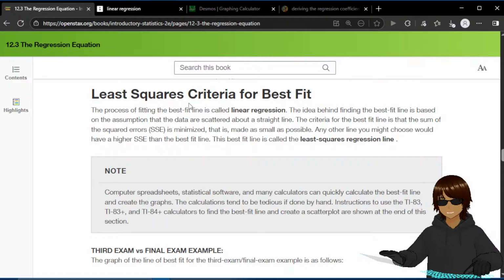Least squares criteria for best fit. The process of fitting the best fit line is called linear regression. The idea behind finding the best fit line is based on the assumption that the data is scattered about a straight line. The criteria for the best fit line is that the sum of the squared errors is minimized, that is, made as small as possible. Any other line you might choose would have a higher SSE than the best fit line. The best fit line is called the least squares regression line.